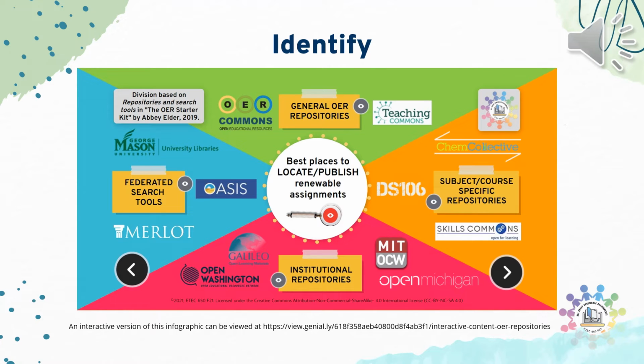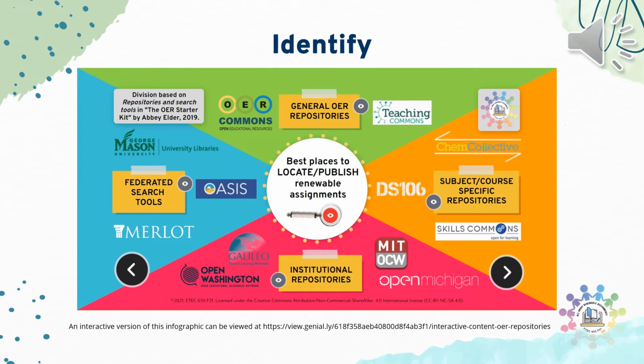This slide displays the first of 2 infographics. This first infographic shows the best places to locate and publish renewable assignments. It is divided into 4 sections. The first is General OER Repositories, and this includes OER Commons and Teaching Commons. The second is Federated Search Tools. This includes the Mason OER MetaFinder, SUNY's Oasis, and Merlot.